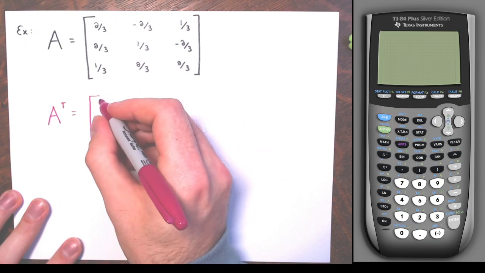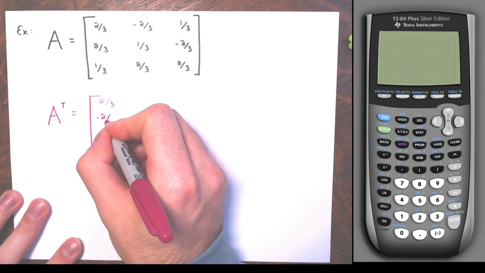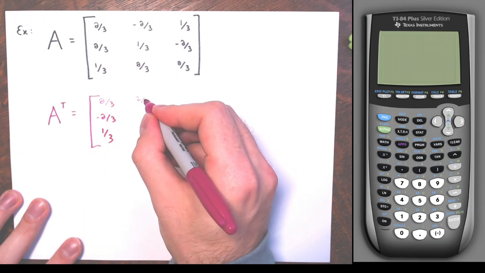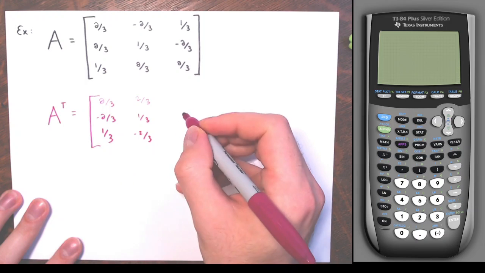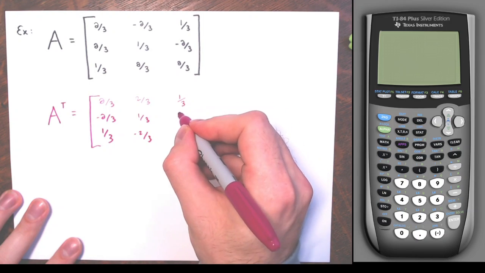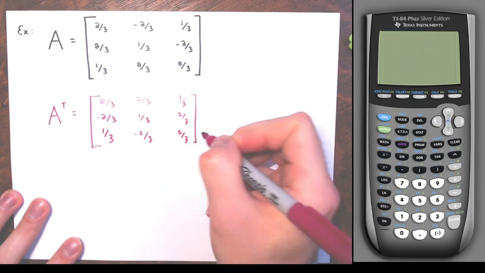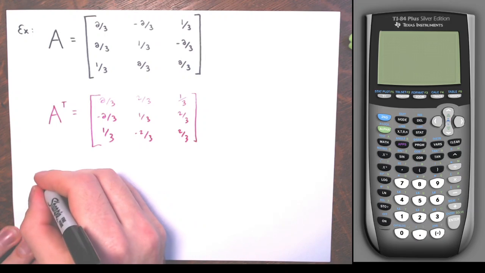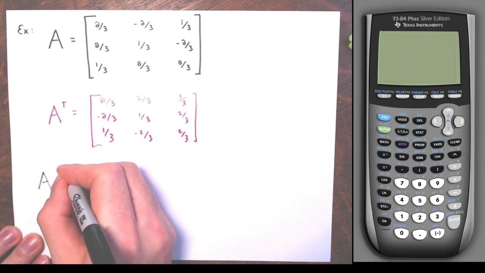So first column would be 2/3, negative 2/3, 1/3. Second column would be 2/3, 1/3, negative 2/3. And the third column, 1/3, 2/3, 2/3. All right, well, let's multiply these. So again, what's the product of A and A transpose?